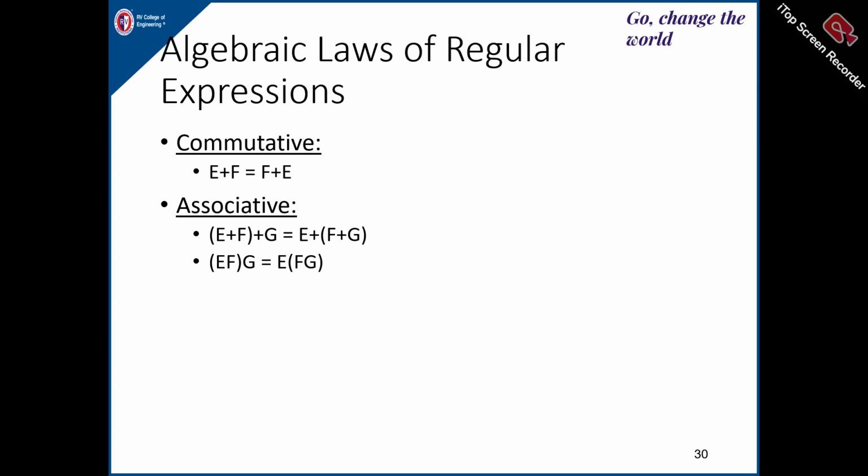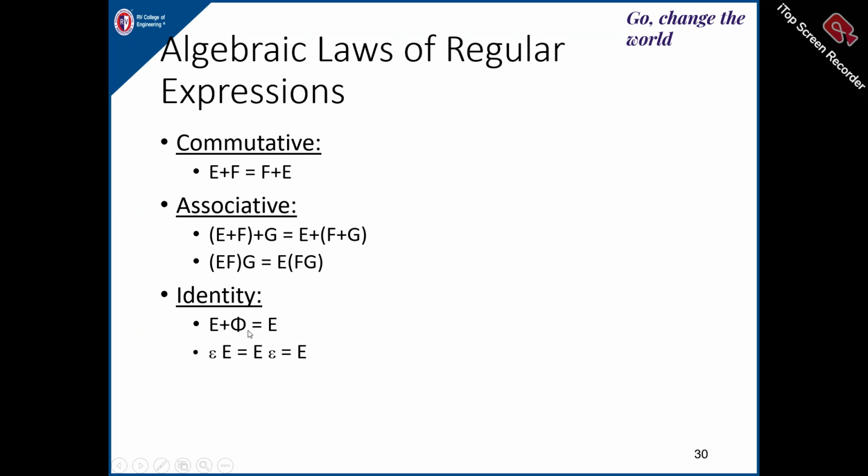Next, associativity over the plus operator and associativity over concatenation. Concatenation is not commutative but it is associative. That is, (EF)G will be equal to E(FG). But EF is not equal to FE, though it is associative. And identity: E+phi is equal to E, and epsilon E is equal to E epsilon is equal to E.